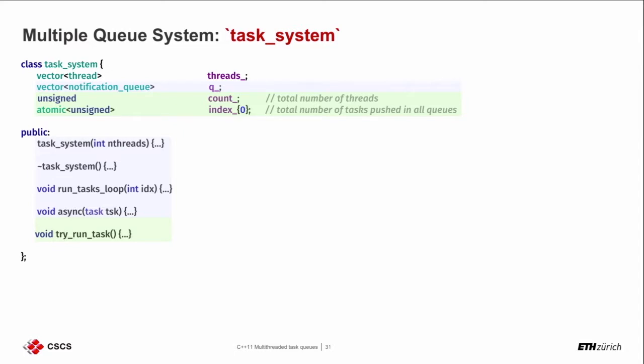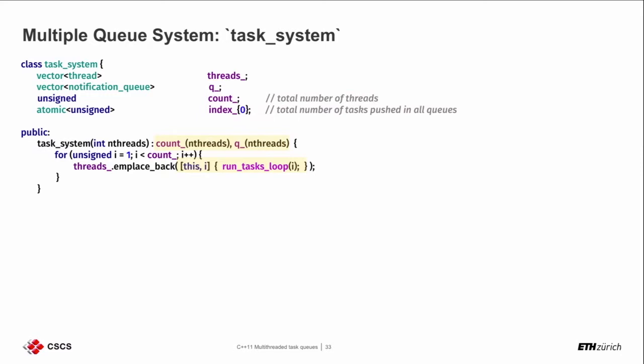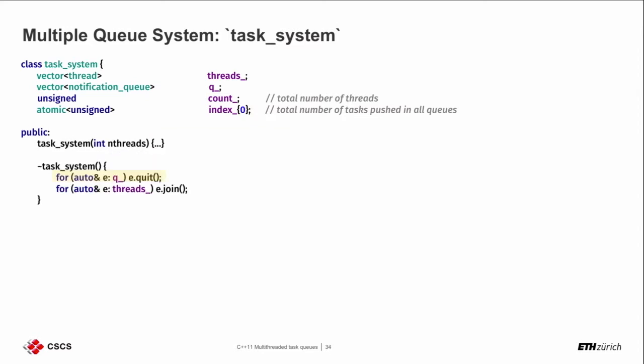And we're going to modify all of our functions from before, and we're going to add a new function to be used in a little bit. We'll check that out. Okay, so let's look at how our constructor is different. Nothing really serious. We just need to initialize our count, and we need to create multiple queues now instead of just one. And our run tasks loop now takes an index, which is the index of the thread in the thread pool, and also the index of the queue in the vector of queues. And when we destruct our task system, we want to call quit on all of our queues now because we have multiple, and again, we need to join all of our threads.